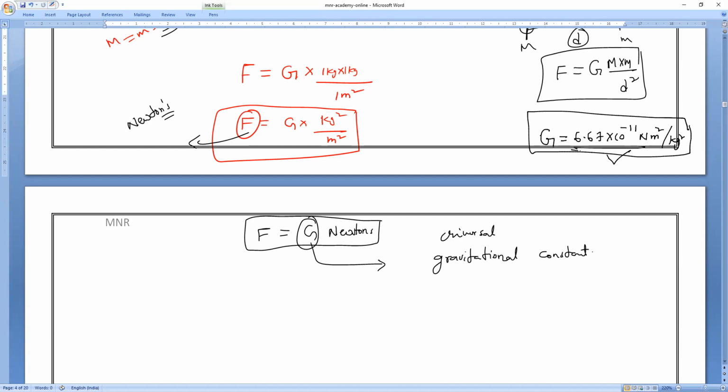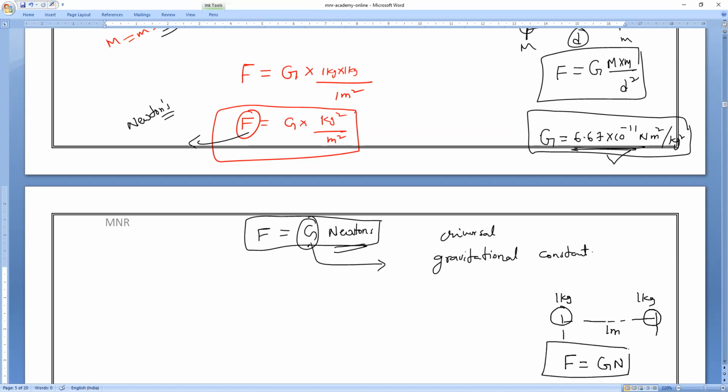So how is this value derived? With the help of this only. G means, if I take two bodies whose mass is 1 kg and 1 kg, and they have been kept at 1 meter distance, then the force of attraction between them is equal to G newtons. So what do you mean by G newtons here?